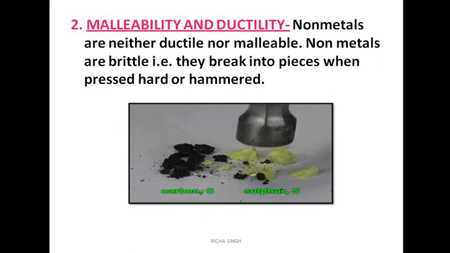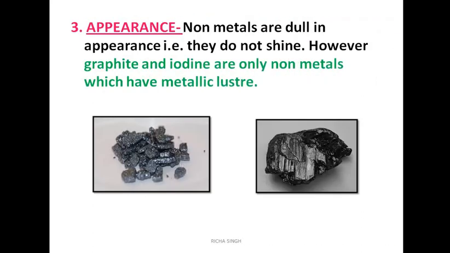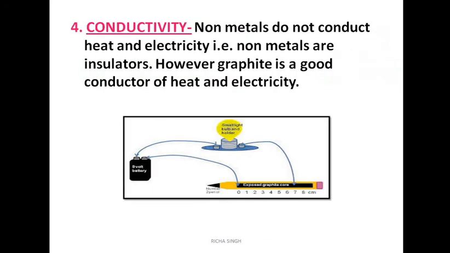Malleability and ductility. Non-metals are neither malleable nor ductile. If you try to make a wire or a thin sheet out of them, they will get broken. Appearance. They are generally dull in appearance. They don't have that metallic luster. But graphite and iodine are the non-metals which have metallic luster. They are exceptions and they show this type of luster.